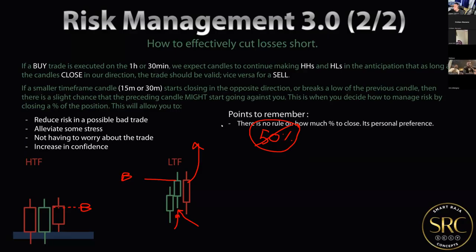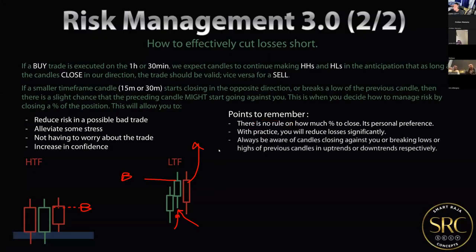And the next one can go up. But point to remember is that there's no rule on how much percentage you should close. With practice, you will be better. Always be aware of the candles closing against you or breaking the lows or previous highs of the previous candles. Right? It's very important. Whenever a candle does something that you don't like or you haven't seen before, just close 50%, 100%. Just close it. There's no need to wait or hope and stuff like that.